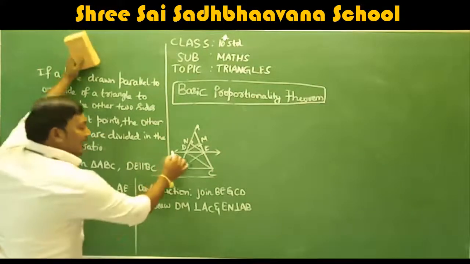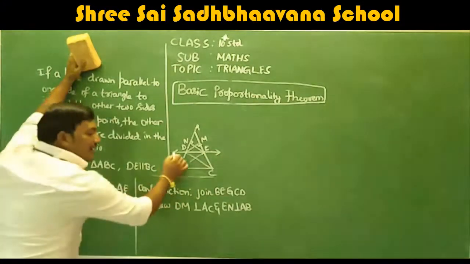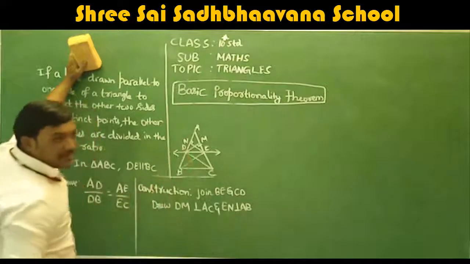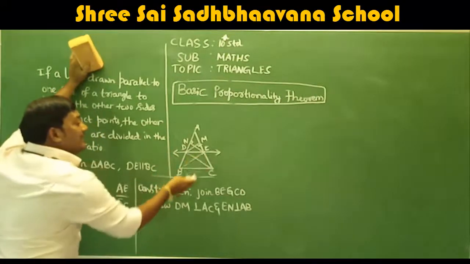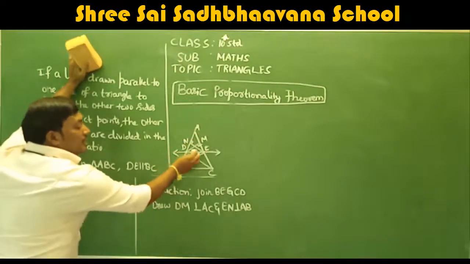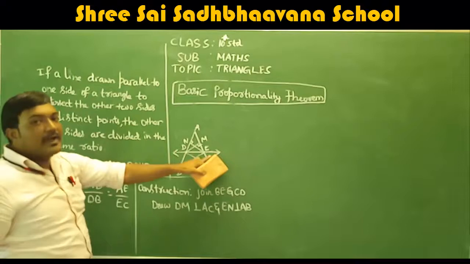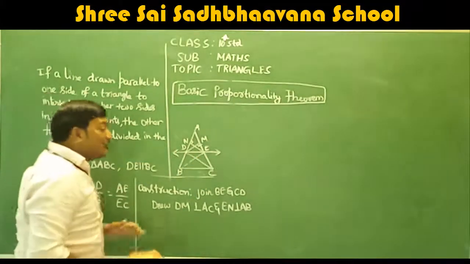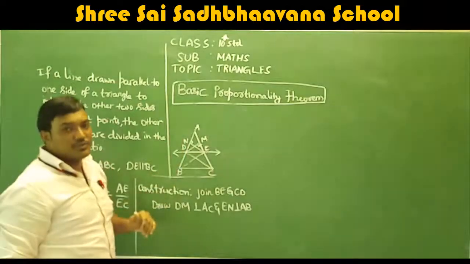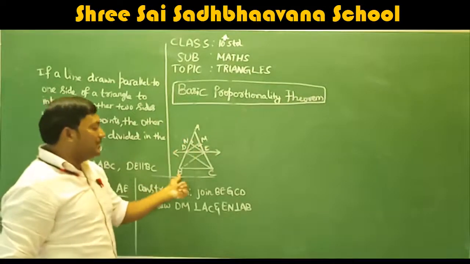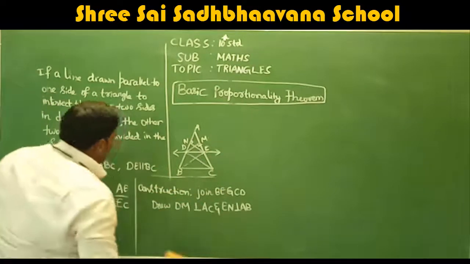If you draw a line parallel to one side of a triangle, so I am drawing a line parallel to this side BC of a triangle. If I draw like that, this line intersects the other two sides of the triangle in two distinct points. What are those? D and E. And this line will divide these two sides in the same ratio. It means AD by DB should be equal to AE by EC. That we have to prove.